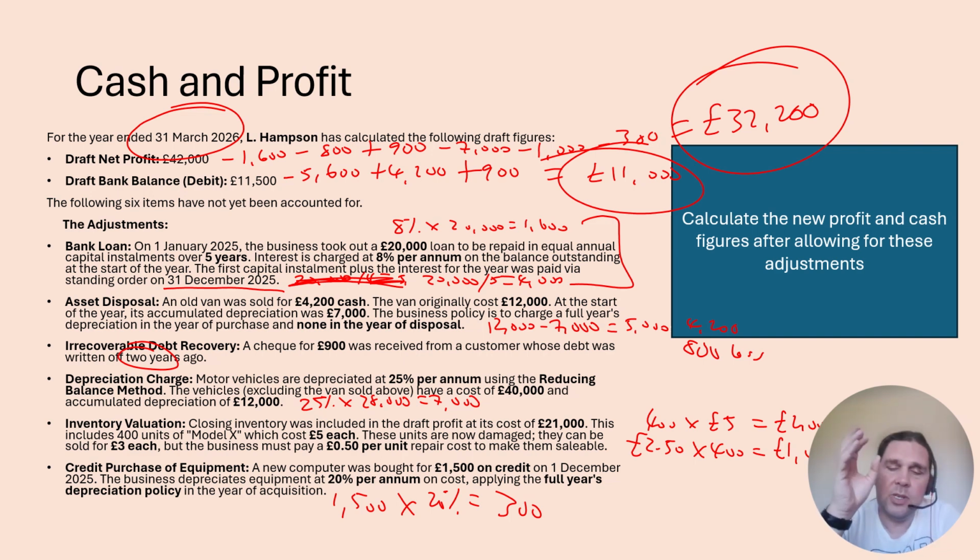So a few little adjustments. Think about lots of different adjustments and how they would impact cash and profit differently. So how you pay suppliers, receive payments from customers, irrecoverable debts. Just think about, are we spending money? Are we receiving money? Okay, good luck.